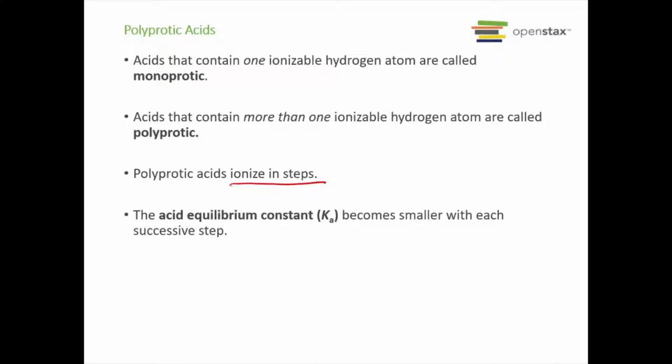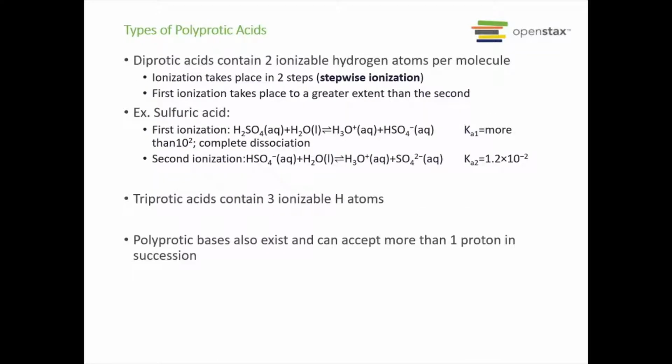acids ionize in steps. So first there's the one ionization and then they go through another one. And when it goes through the next step, the Ka ends up getting smaller with each successive step. So the acid becomes weaker and weaker as they give up more and more hydrogens. A diprotic acid has 2 ionizable hydrogen atoms per molecule. And again, the ionization takes place in what is called stepwise ionization. So 2 steps for a diprotic. The first ionization is going to take place to a much greater extent than the second.